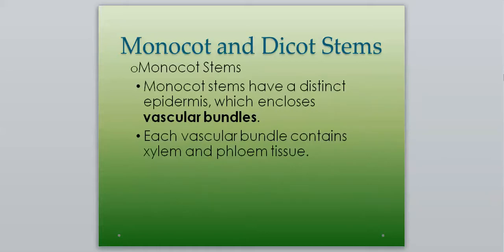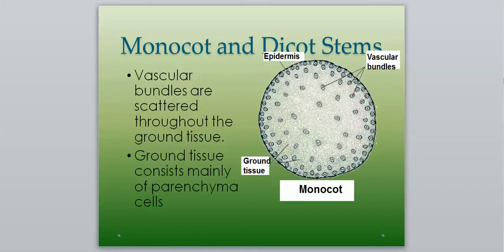So we'll see exactly what that looks like. But first we're going to look at the monocots. So they have a distinct epidermis, so that just means a distinct outer layer which encloses the vascular bundles, and each vascular bundle contains xylem and phloem tissue, which we all know by now because we've been talking about plants for a while. We know xylem and phloem make up the vascular tissue.